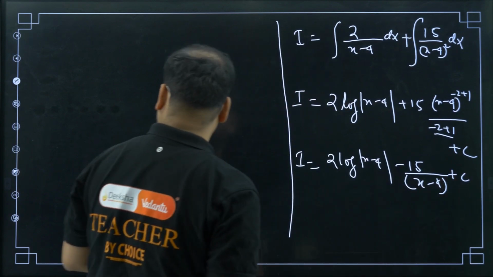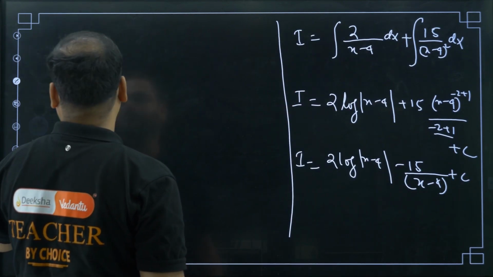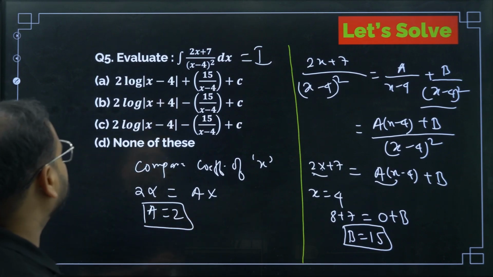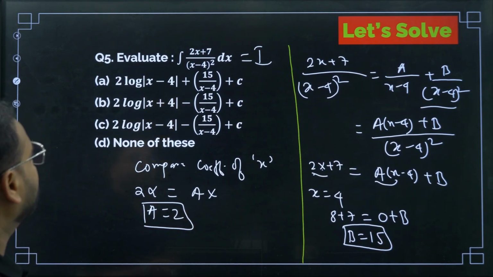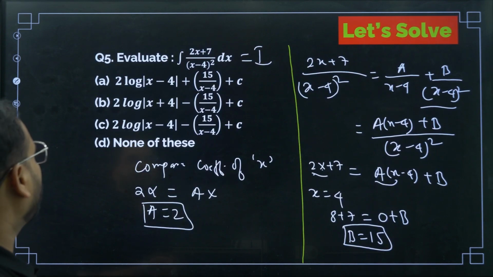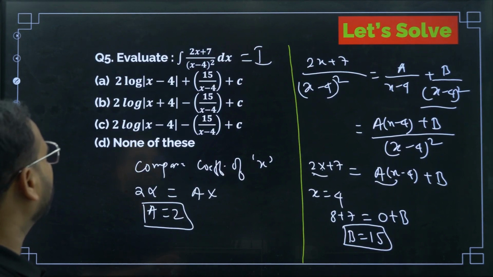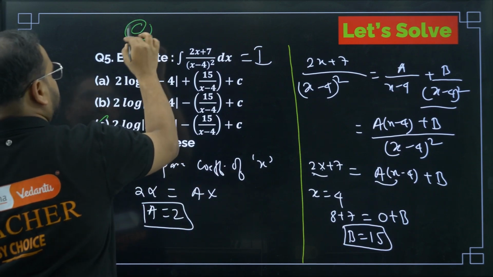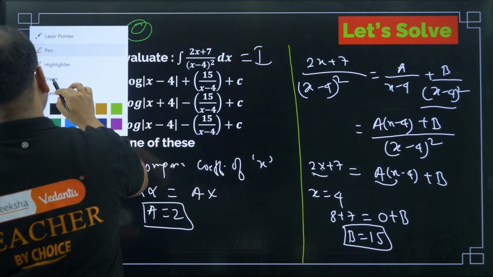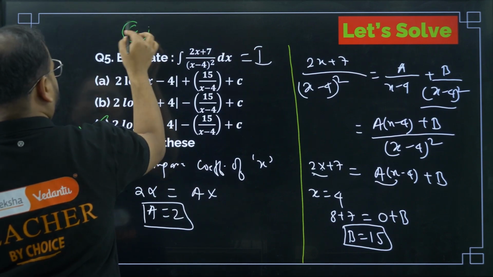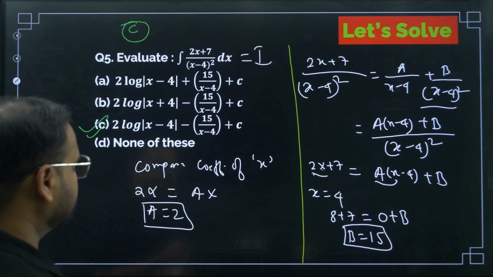Any option like this? Please have a look. 2 log x minus 4 minus 15 upon x minus 4 plus c. Option number C. Okay. Option number C, sir. Option number C. I hope this is visible.